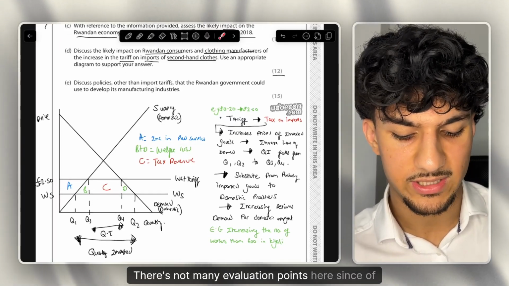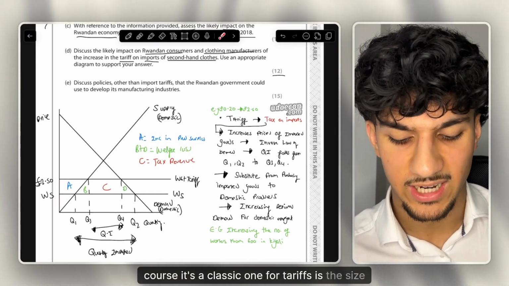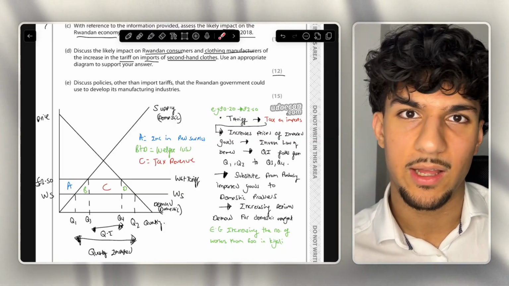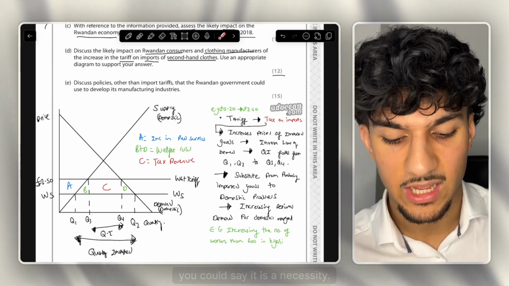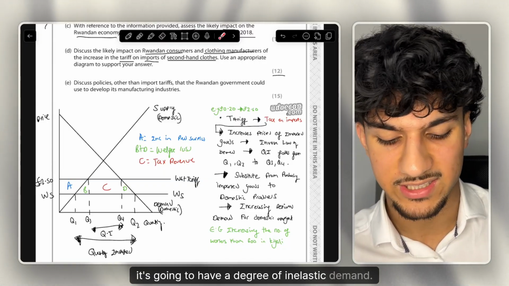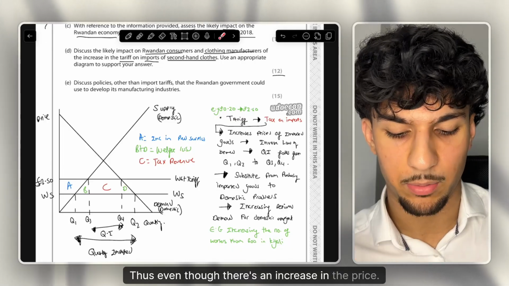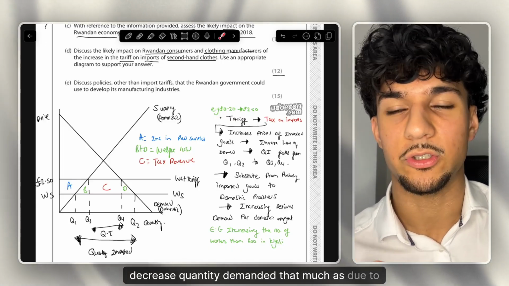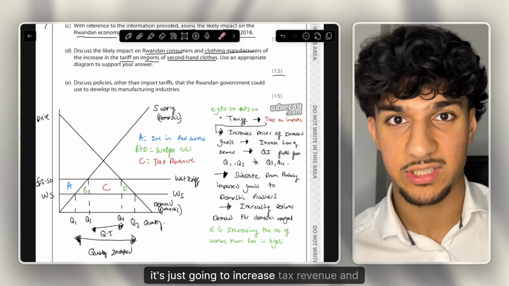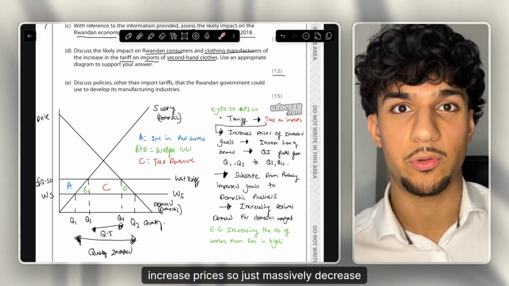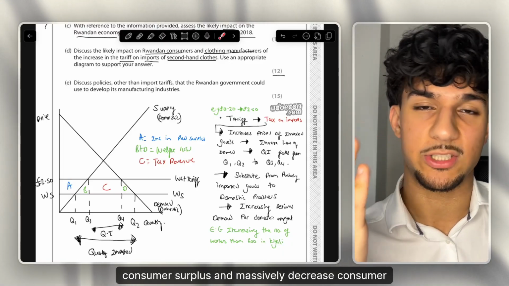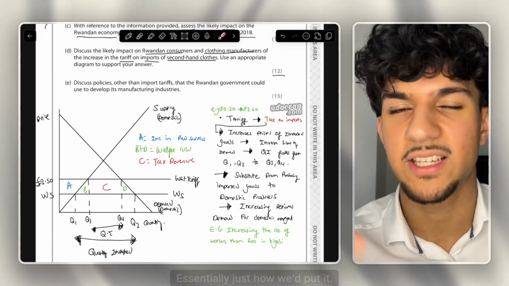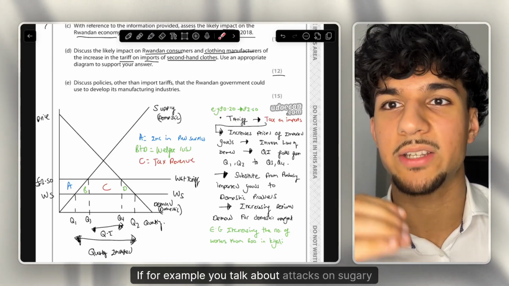But there's not many evaluation points here, since of course a classic one for tariffs is the size of the tariff. It's totally the size of the tariffs. And of course you could talk about elasticity. With clothing, you could say it is a necessity. Thus it's going to have a degree of inelastic demand. Thus, even though there's an increase in the price, the tariff might not actually decrease quantity demanded that much, as due to clothing being a necessity, it's just going to increase tax revenue and increase prices, so just massively decrease consumer surplus and massively decrease consumer outcomes, rather than actually have the intended effect of trying to reduce quantity imported. Essentially, just how we'd put it, if for example you talk about a tax on sugary drinks.